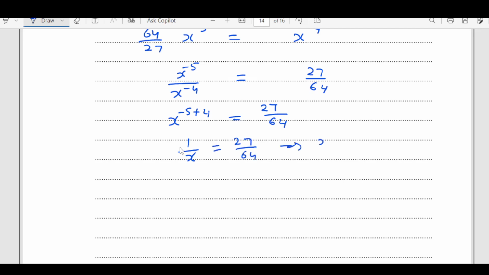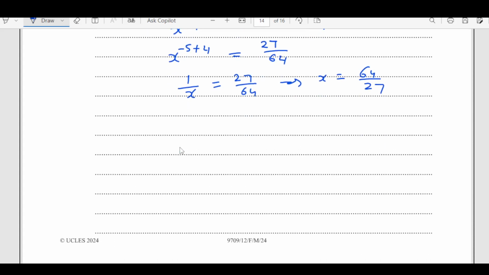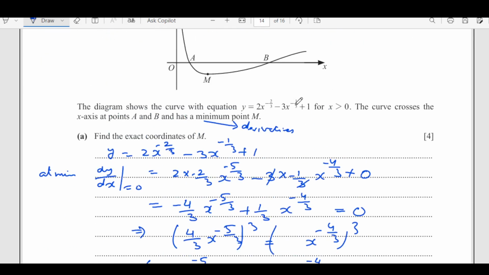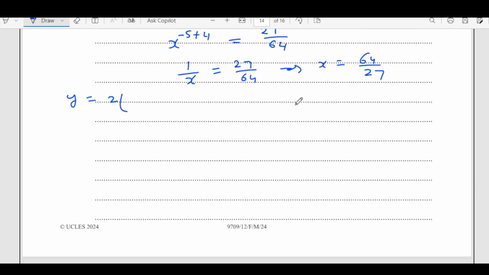So from here our x is going to be 64 over 27, right? Now once we have x, we can find the value of y. We are just going to put the value in the original equation of y. So I am writing directly here: 64 over 27 to the power of minus 2 over 3, minus 3 times 64 over 27 to the power of minus 1 over 3, plus 1, right?